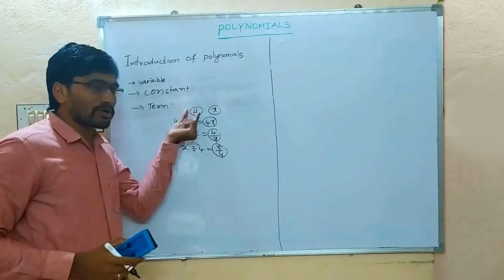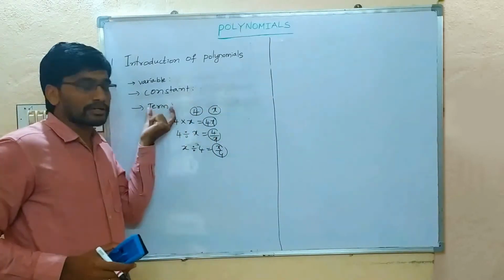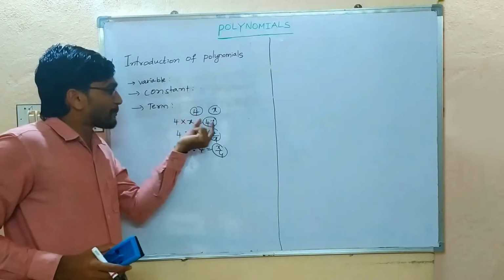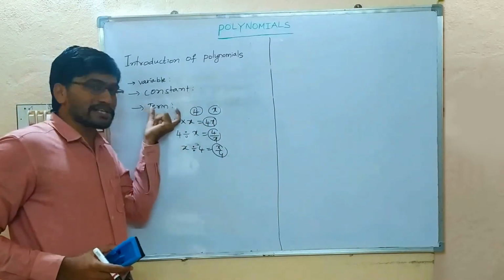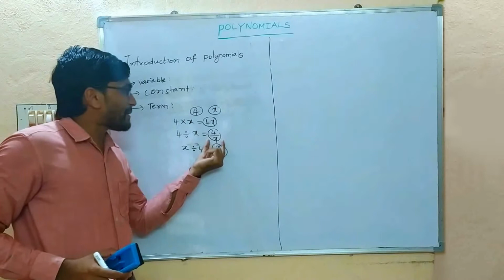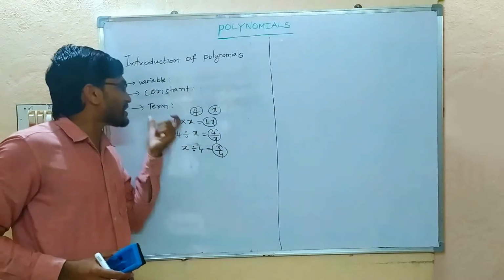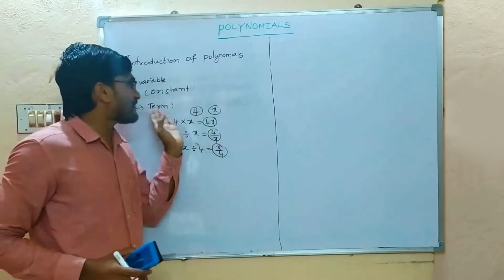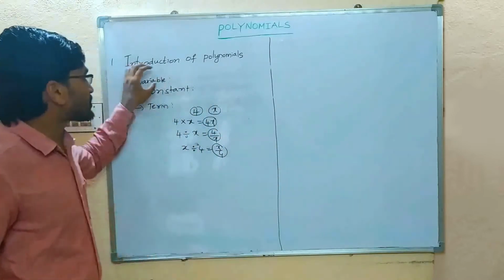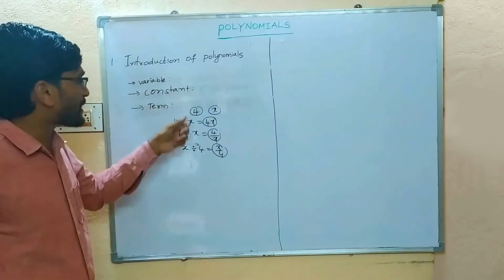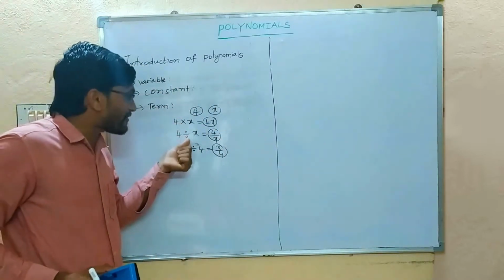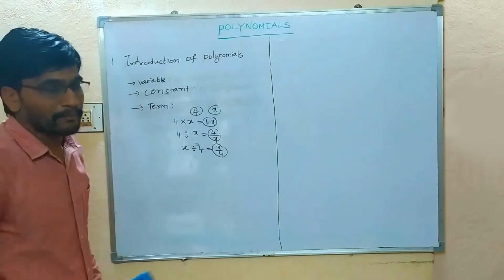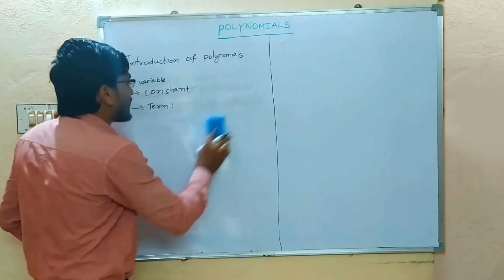Only constants are called terms. Only variables are called terms. 4x, it is the product of 4 and x, it is also called a term. 4 divided by x is called a term. x by 4 is also a term. So finally the definition of term is variables alone or constants alone or their combination by either multiplication or division is called a term. Next, an algebraic expression.